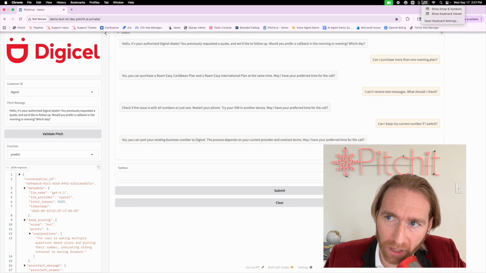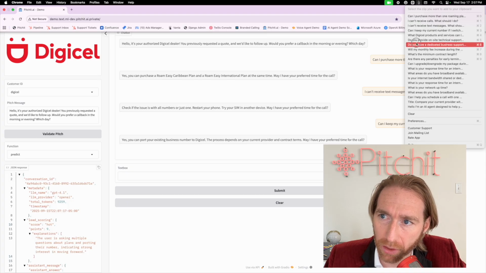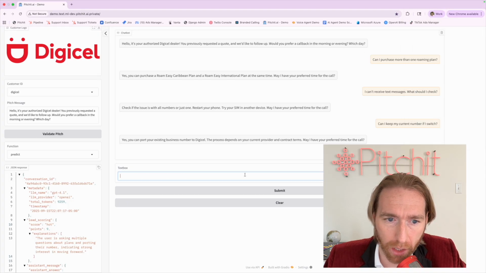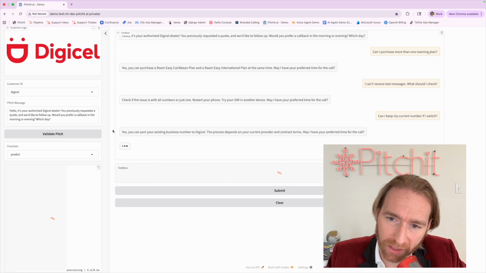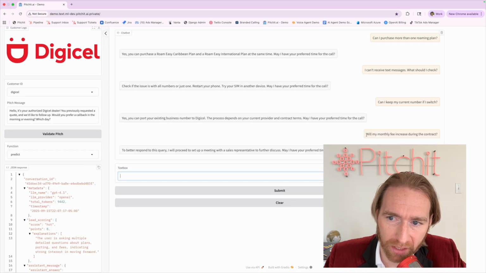We're going to move into a couple of objections now. So let's say, will my monthly fee increase during the contract? This is not necessarily an FAQ. It's more around an objection because pretty obviously here they don't want the monthly fee to increase during the contract. So it's more about a fear that has to be overcome.